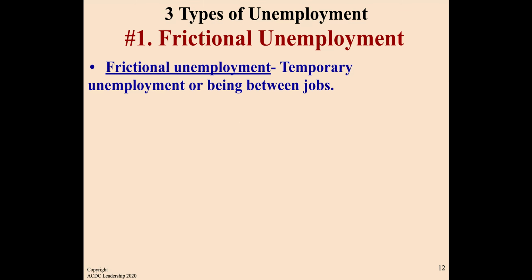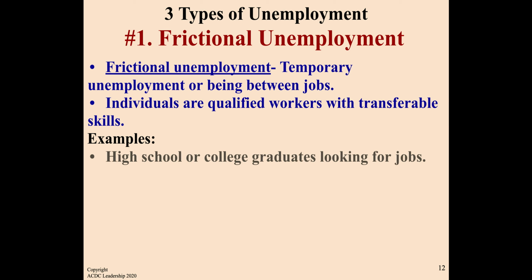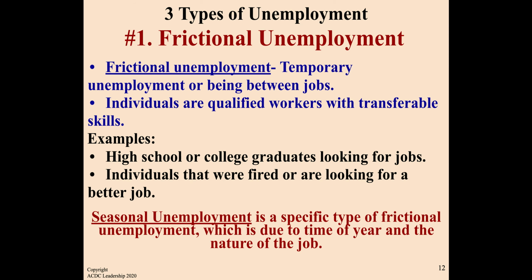Okay, frictional unemployment, which is a temporary unemployment or being between jobs. These are individuals who are qualified workers who have skills. For example, high school or college graduate, and you start looking for a job. Individuals that were fired who are looking for a better job. Seasonal unemployment is a specific type of frictional unemployment, which is due to the time of year and the nature of the job. For instance, lifeguarding during the summer or increased sales during the holidays.